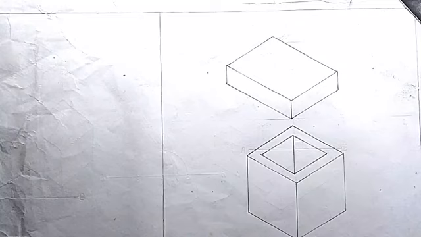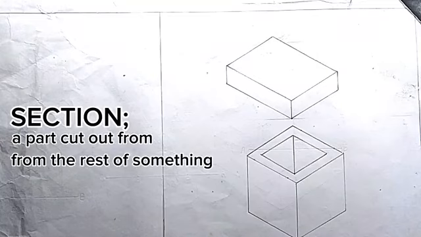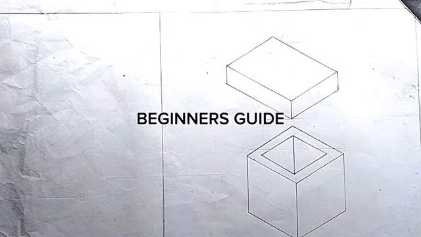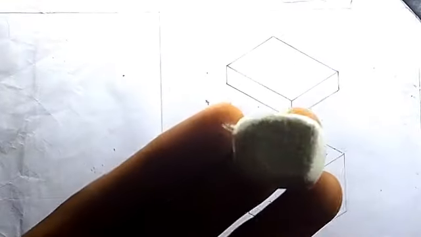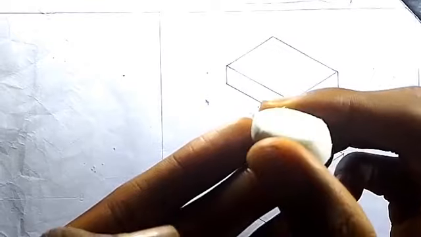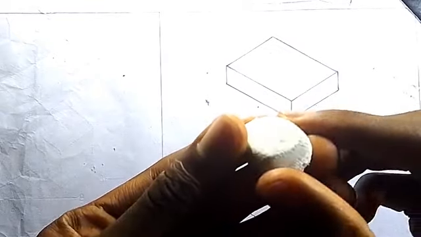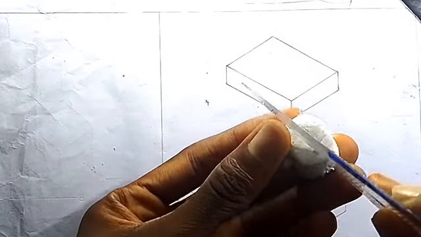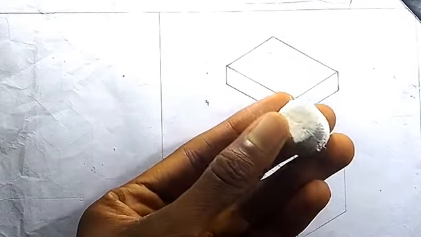Knowing that a section is a part cut out from the rest of something, we will be using these two blocks to explain as a beginner guide. But before then, let's also use this eraser here, given in a 3D form. For example, we are asked to section the eraser, that is to cut it or split it into two equal parts. So let's imagine we split it.